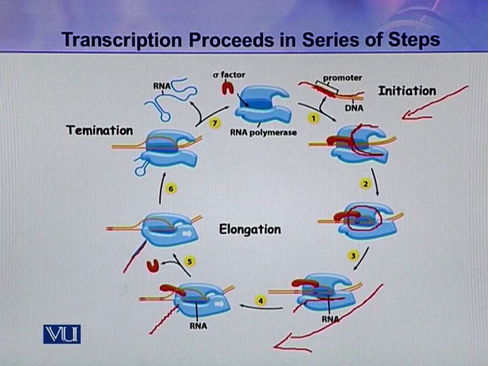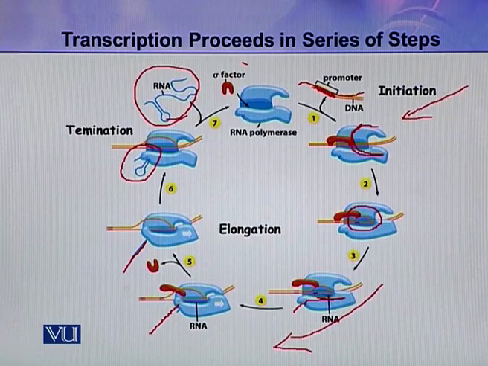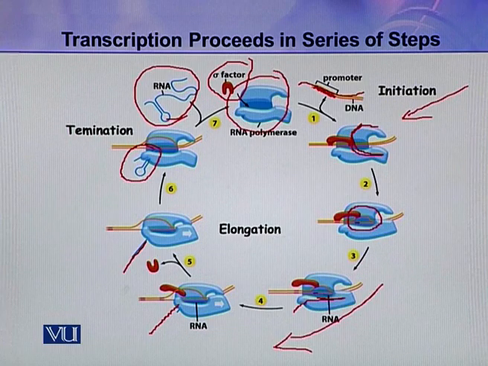The RNA molecule is elongated, and when the gene is fully transcribed, you can see this portion. This is the newly synthesized RNA, and in termination, this RNA is released, and this sigma factor is also released from the polymerase, and this is the RNA polymerase, which is also released from the DNA strand.